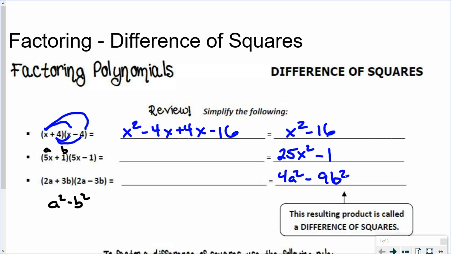Now this resulting product is called a difference of squares. And so what factoring is, it's the opposite of multiplying these together. So we're going to start with this and we want to end up with that. Okay, so we're going to be going from here to here. And these polynomials are the easiest ones to factor, where you have the square of something minus the square of something else.